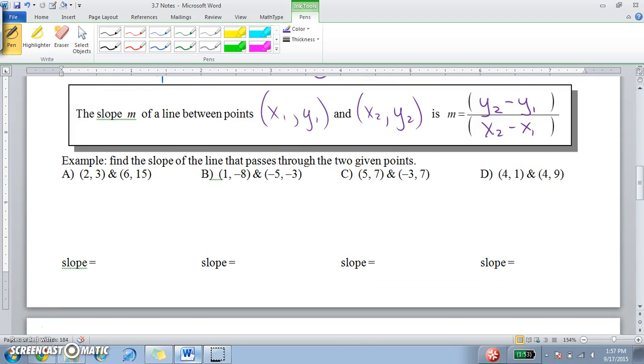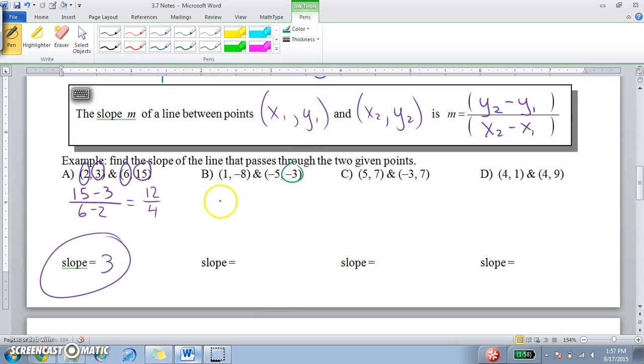So if I'm finding the slope of the line that passes through each pair of points here, I've got (2, 3) and (6, 15). So first I have to deal with the y's. So here I've got a y-coordinate of 15. Here I have a y-coordinate of 3. So on the top I would put 15 minus 3. On the bottom, my x-coordinates are 6 and 2. And since I started with 15, I have to start with 6. So 6 minus 2. 15 minus 3 is 12. 6 minus 2 is 4. So 12 over 4 reduces to 3.